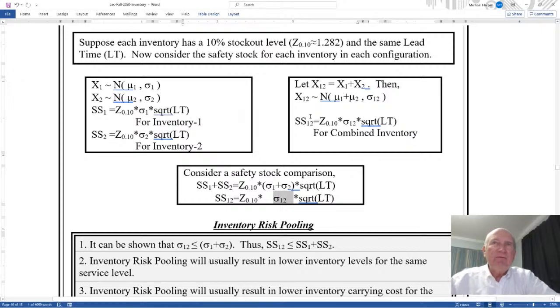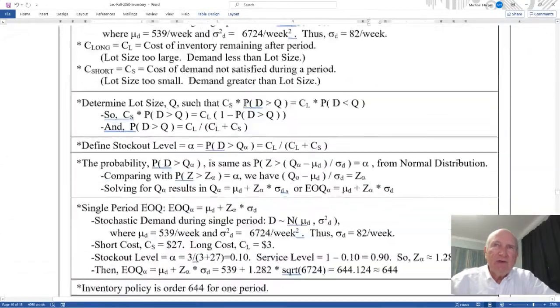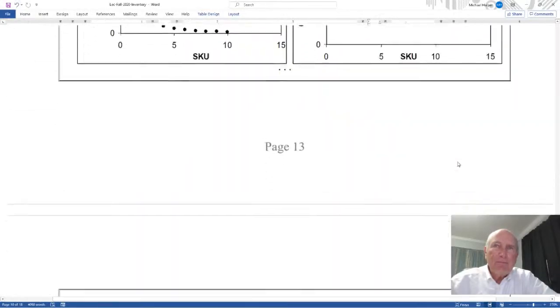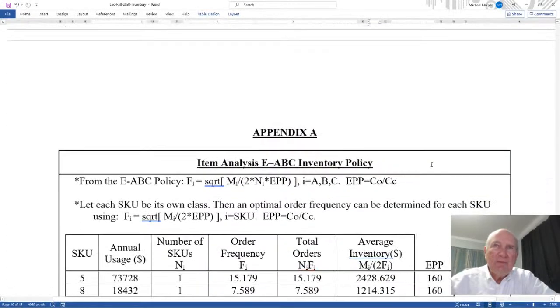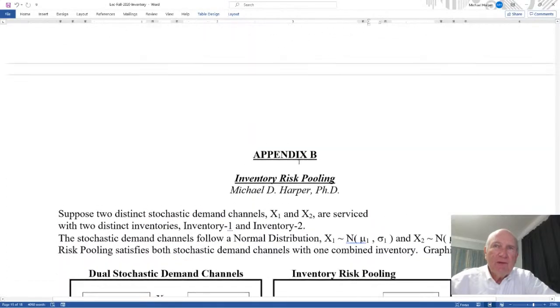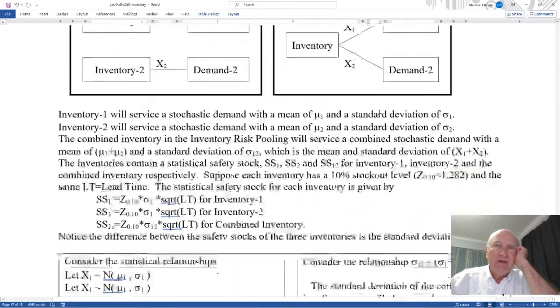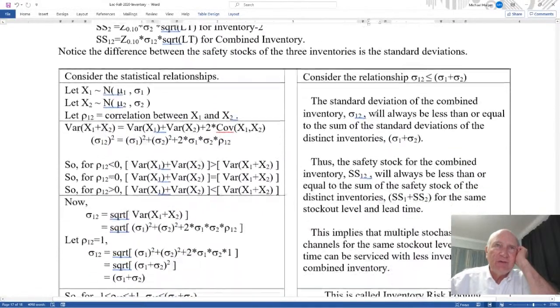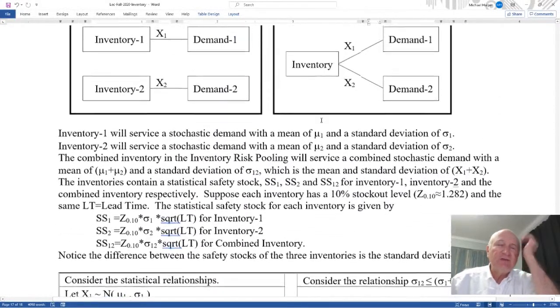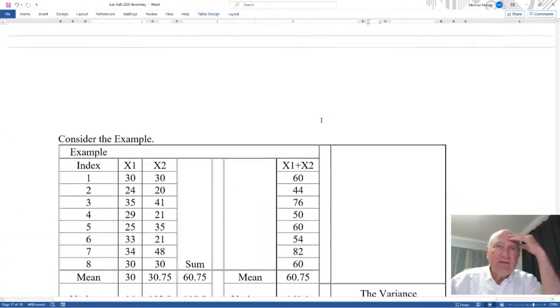Before I go on down here, let me show you what I'm doing down here. This is page 10. I have an appendix down here, Appendix A, and Appendix B, inventory risk pooling. In other words, what I'm showing you here is the derivation. That's why it's an appendix. I go through the derivation, but what I'm showing you is this down here.